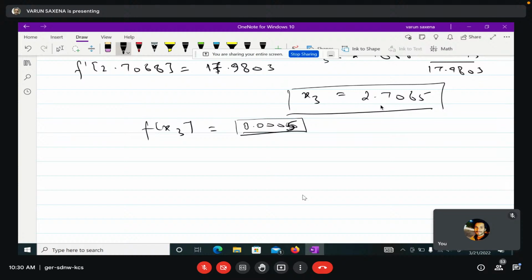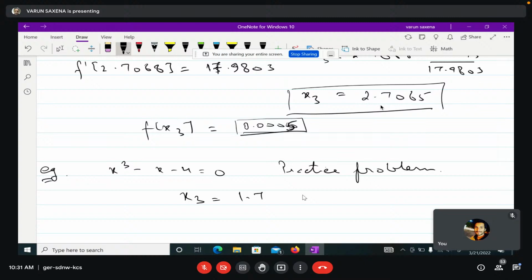Let me look at one more small problem. I'll give you a practice problem to solve: x cubed minus x minus 4 equals 0. I'm not going to solve it, but I will tell you the solution. The root is 1.7963. Okay, this is the answer. It will come in the 3rd iteration. You can start initially with the assumption of 2.